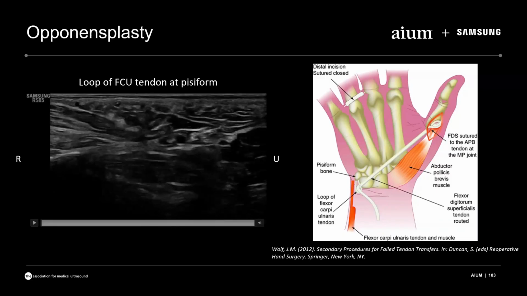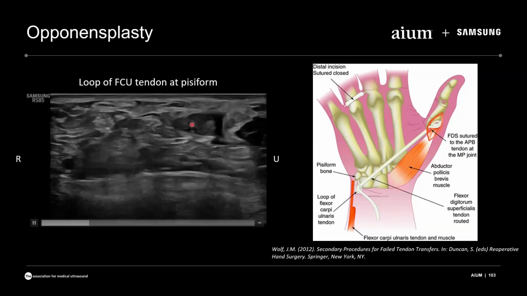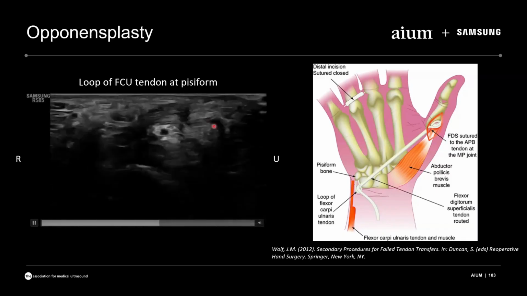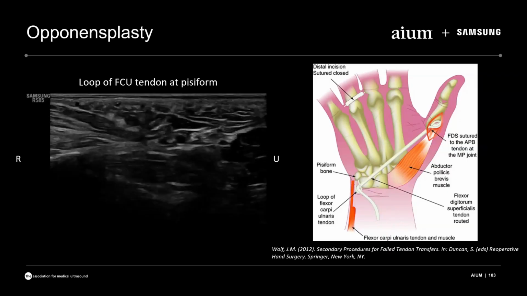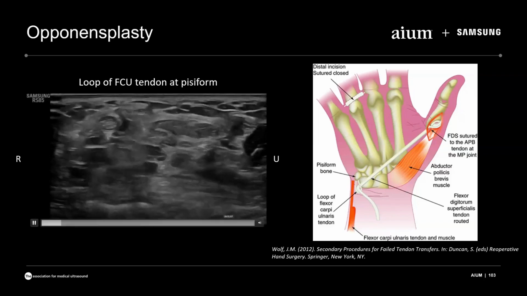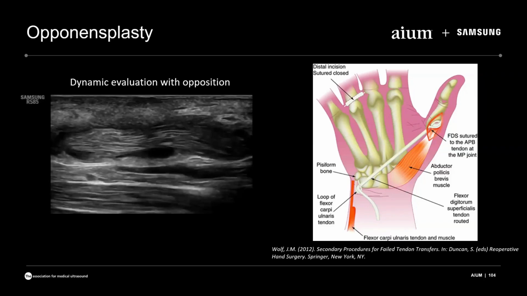So just to show you that again, there's the opponensplasty coming down. There it is looped against the flexor carpi ulnaris, and then it's extending over. So it's kind of moving over there. So that's step one. We've shown that that's intact. So that's great. So now if we're imaging in this area, we want to see, is the tendon intact? We need to do some kind of dynamic evaluation.